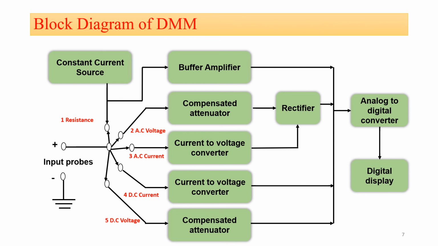Similarly, if the position of our rotary switch is at 2, then we can measure the AC voltage. Similarly, the position of our rotary switch is at 3, then AC current. Similarly, DC current and DC voltage. Now this is how to calculate voltage, current, either AC or DC parameter, and the resistance by using our digital multimeter.